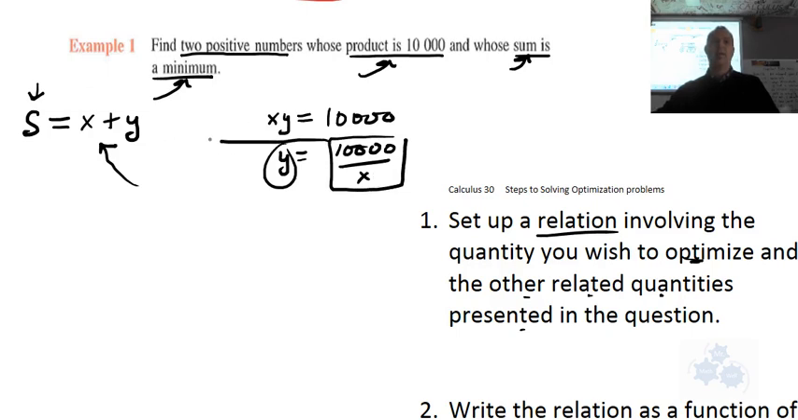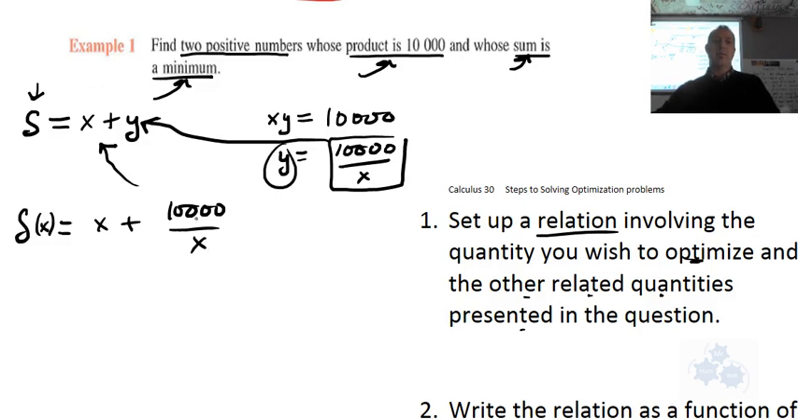I can substitute 10,000 over x in for y. So now it becomes x plus 10,000 over x, which means that this is now a function. And a function is really good because we want to find local max or mins, and we want to be able to find out where those occur, at which x value.